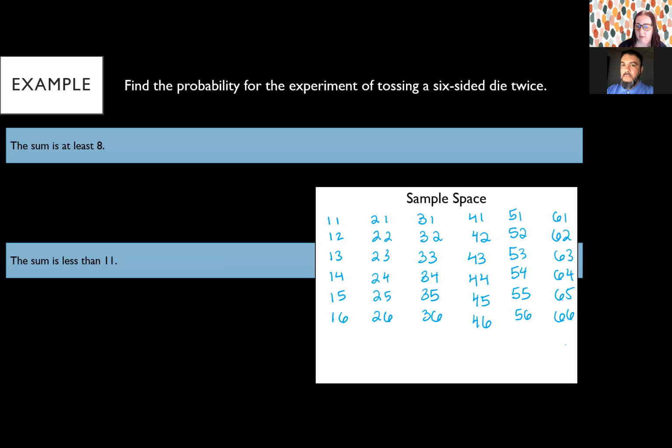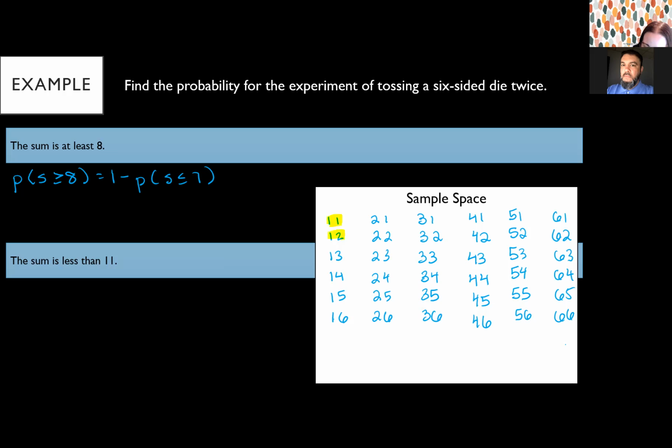So the sum is at least 8. So we can add up all the ones that are 8 or larger, or because I'm doing this with complements, we're going to do the opposite. So the probability that the sum, and I'm going to just use S for the sum, is greater than or equal to 8 would be 1 minus the probability that it is less than or equal to 7. So we can add up all the ones that add up to 7 and then use that probability and do 1 minus that. So I'm going to just highlight all the ones that add up to 7 or below 7.